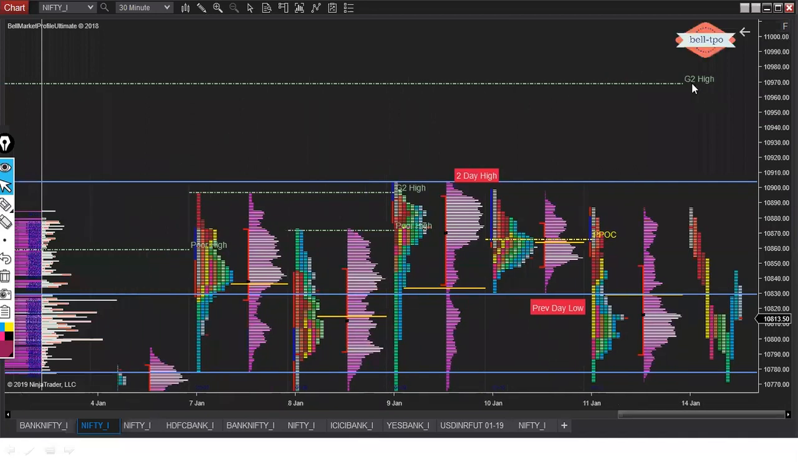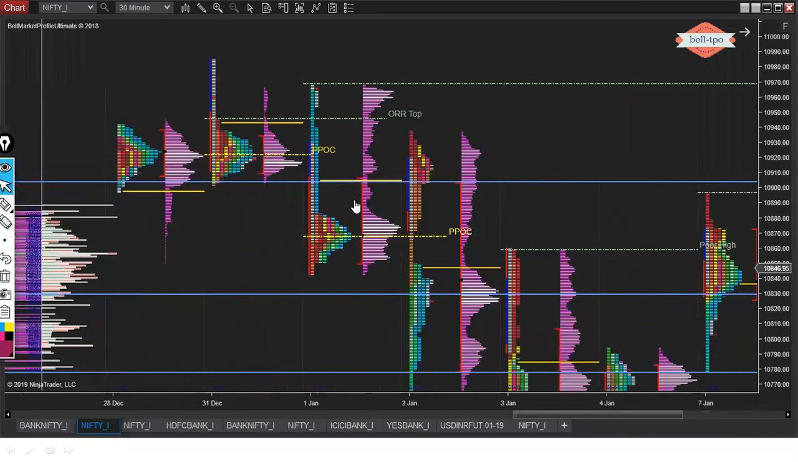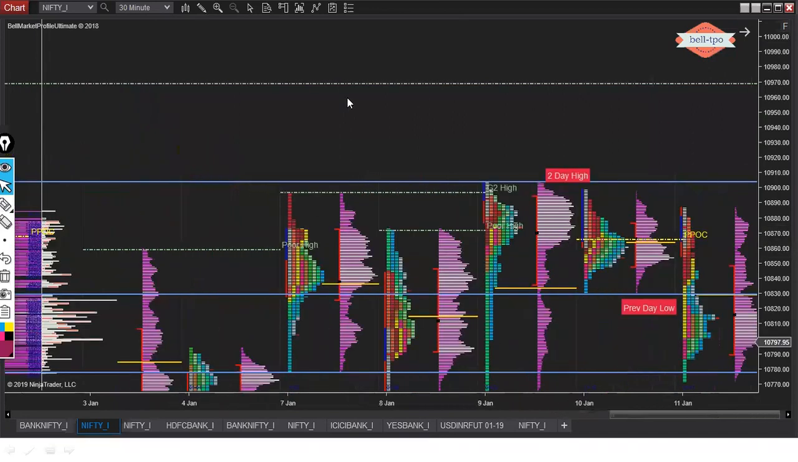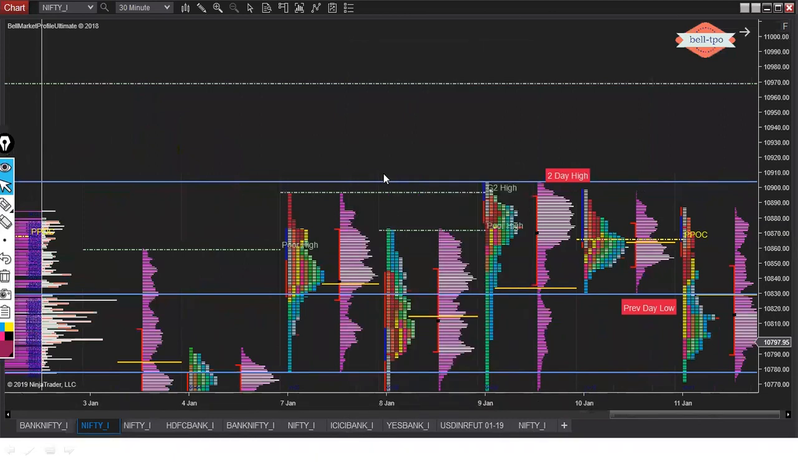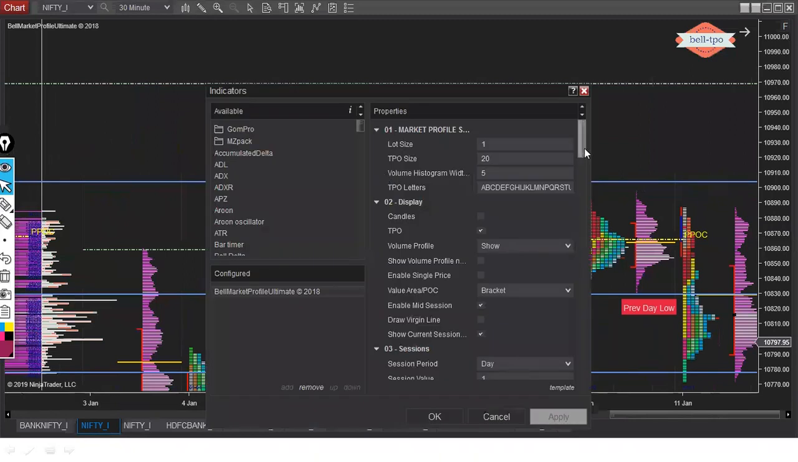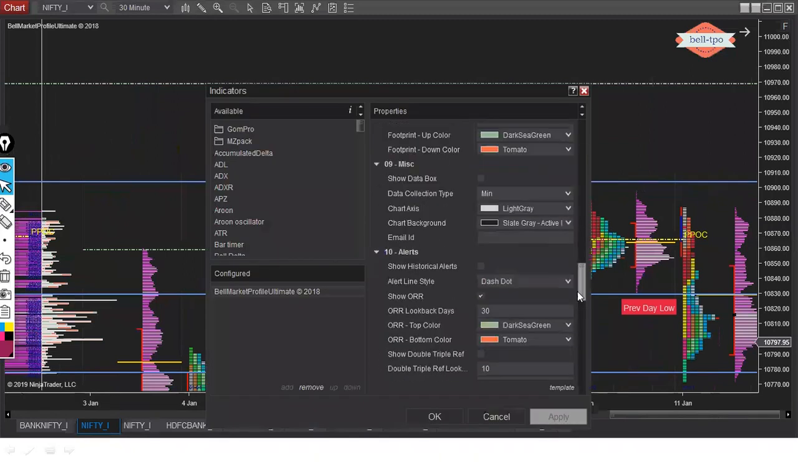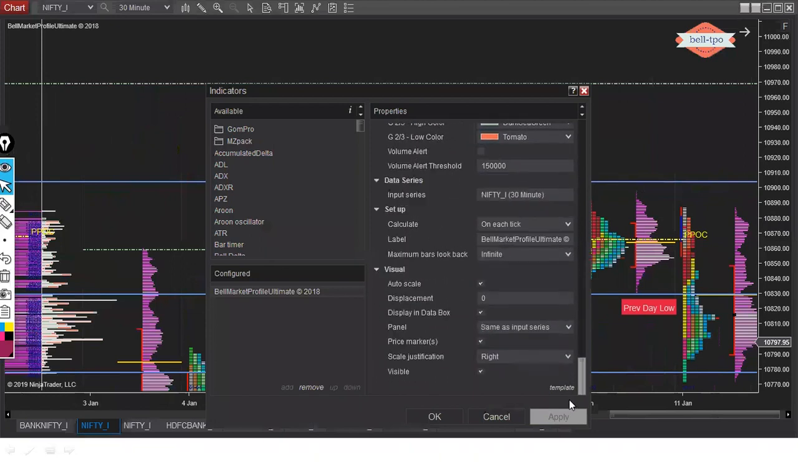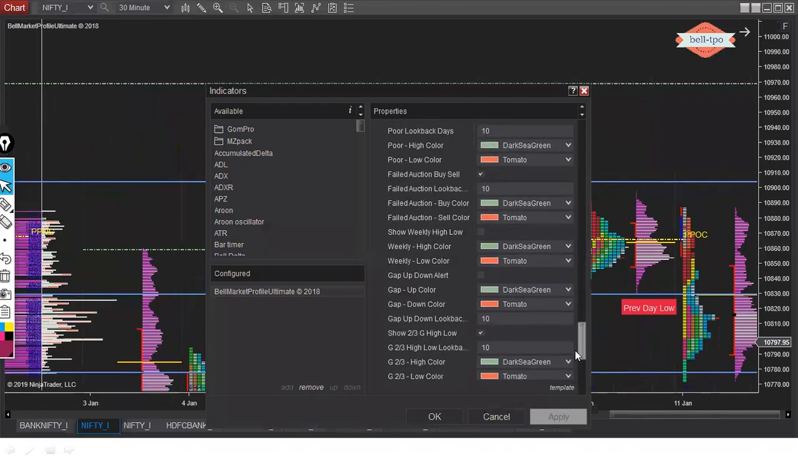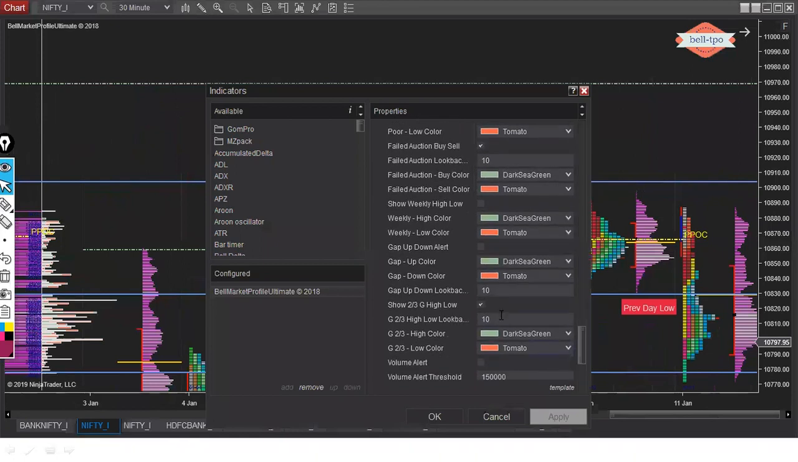Okay, there is one G2 high, but there is one more G2 high. If I right click and go to extend the information, I'll go to indicators. And if I say look into the last 40 trading days of G2 or G3, say 30 trading days.